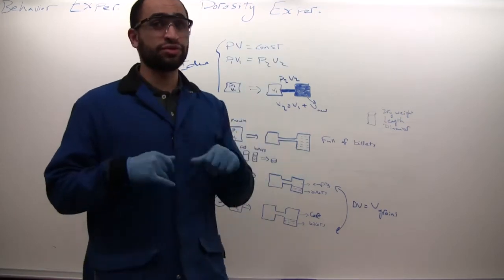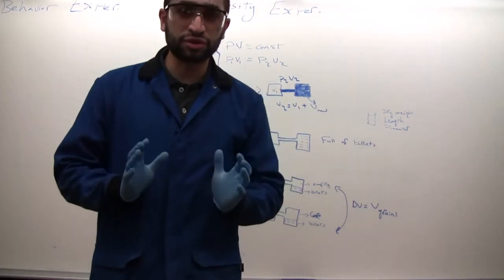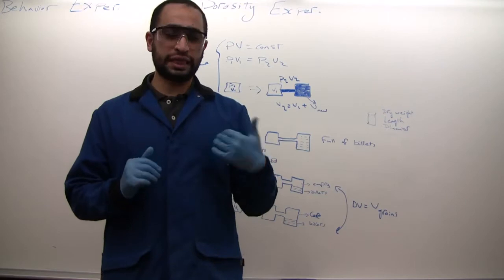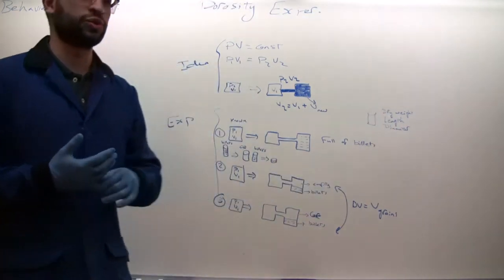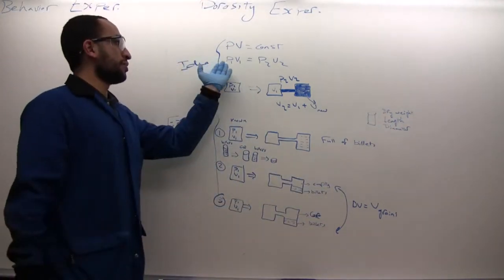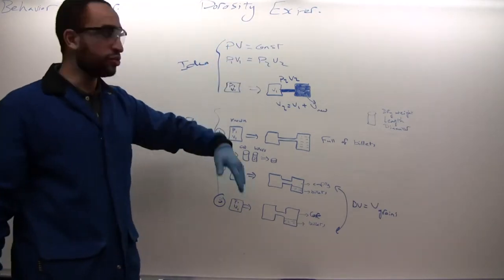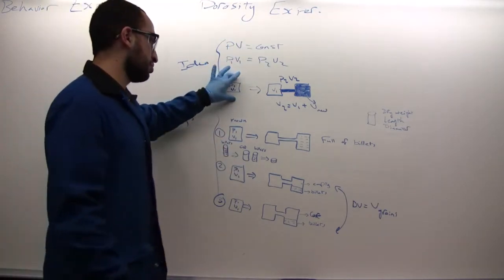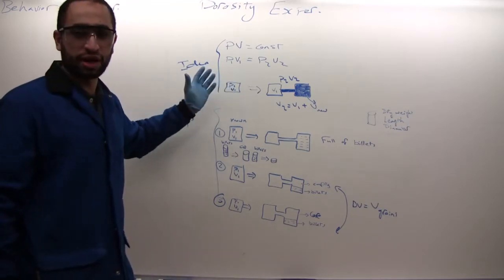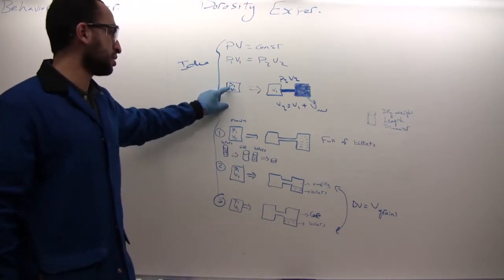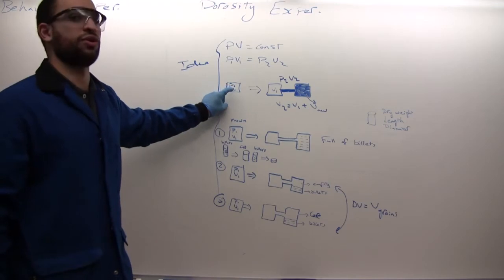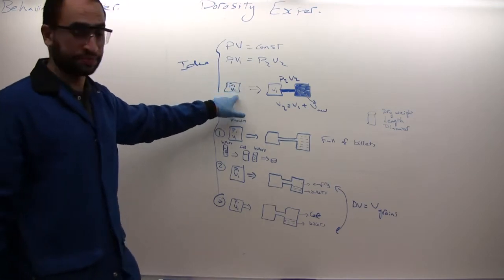And since we are going to do the entire experiment at ambient conditions, it can be considered an isothermal process. So we know that PV equals constant, and therefore P1 V1 equals P2 V2. So if I have a chamber that has some gas, at a pressure of P1, and the chamber volume is V1.